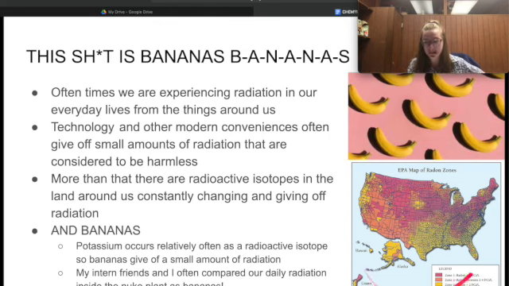So here's a map of different levels of radon, radon being a radioactive atom that will give off radiation. All of these different places in the United States experience different radon levels and radiation levels. So again, those are just things that are constantly changing around us.